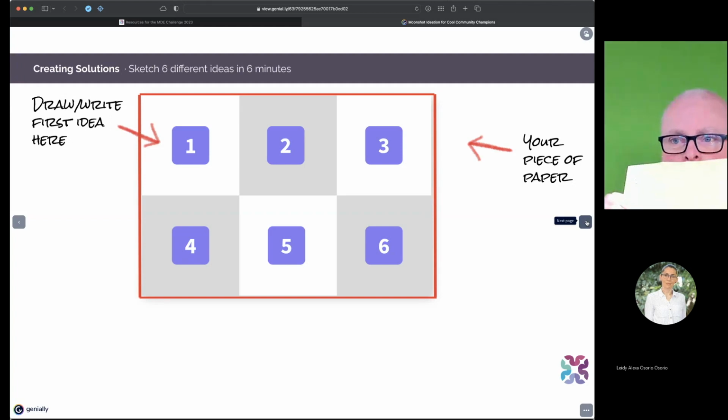So here's your paper, and in the first block, let's call it number 1, as you see on the screen. This is where you put the first idea. In just a moment, we place the first idea. We have 60 seconds to make one idea and to describe it.